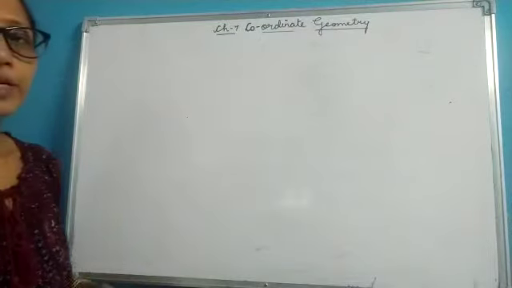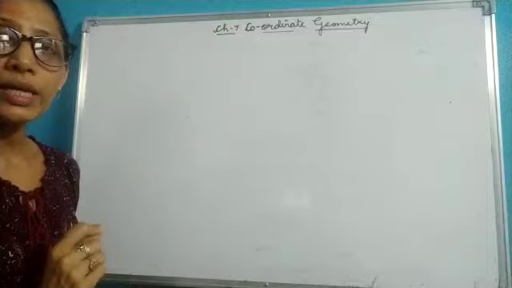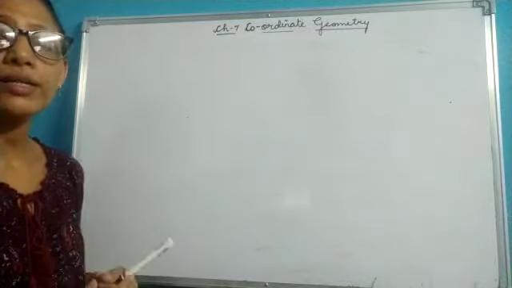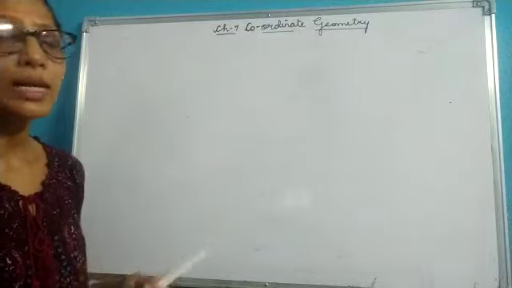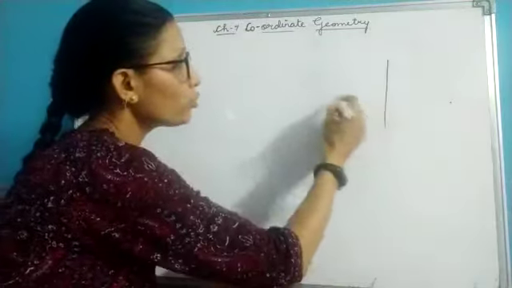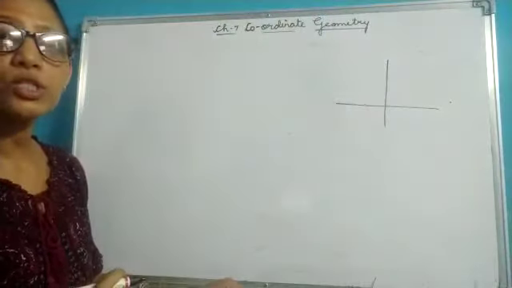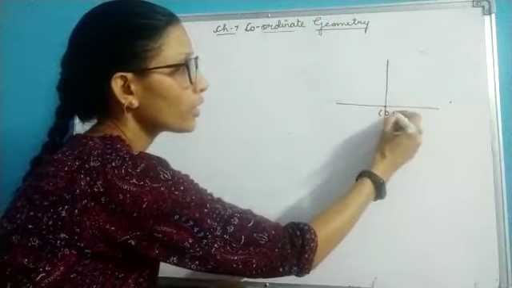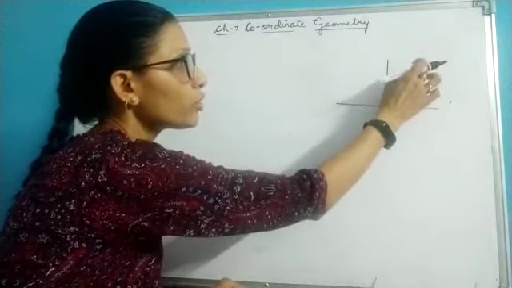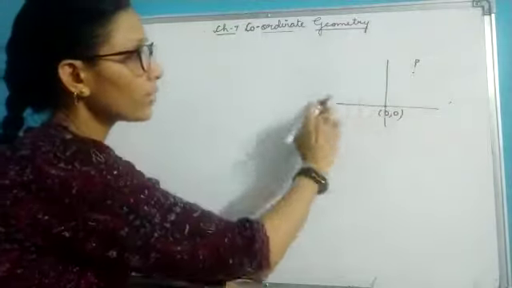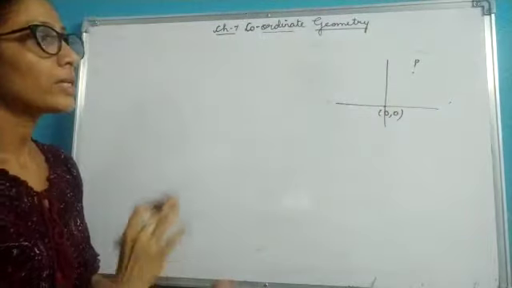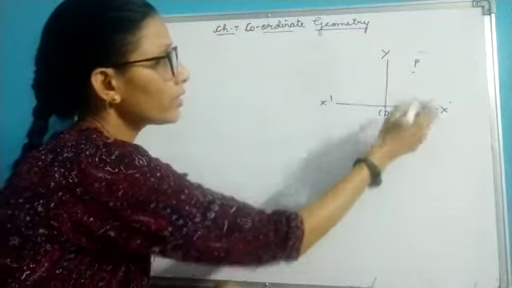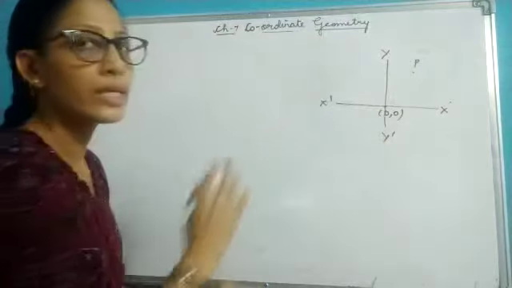Children, you have read that if you want to locate the position of a point in a plane, then you require two mutually perpendicular lines. So, these are the two mutually perpendicular lines which are known as x-axis and y-axis. This is your origin. If you want to locate the position of this point, then you require two mutually perpendicular lines which are known as x-axis and y-axis. Here these are positive and these are negative ones.